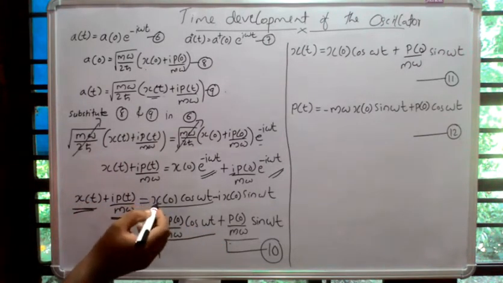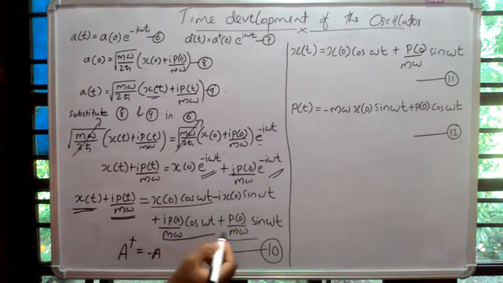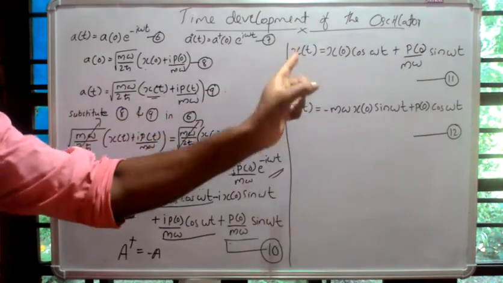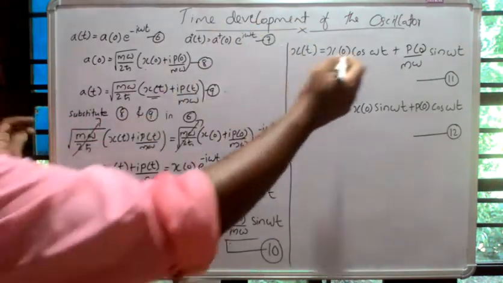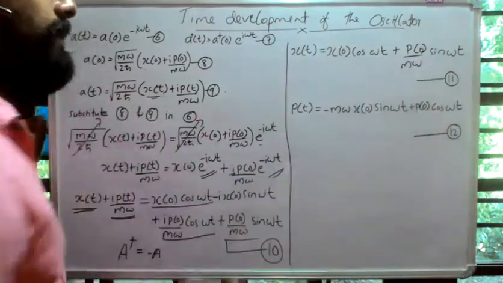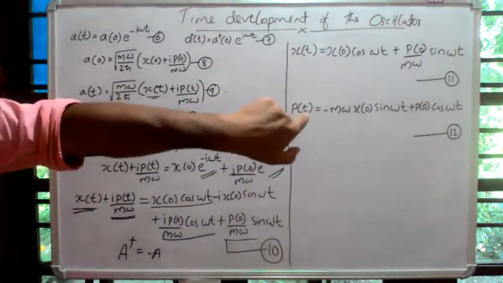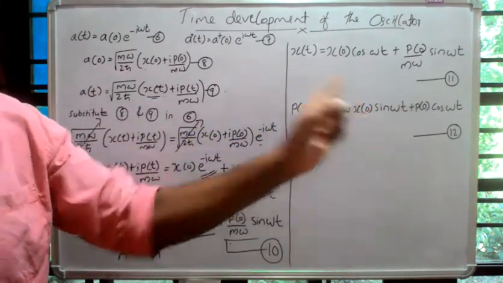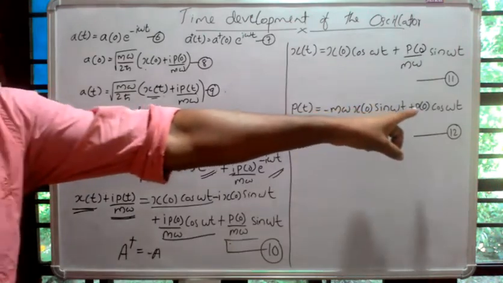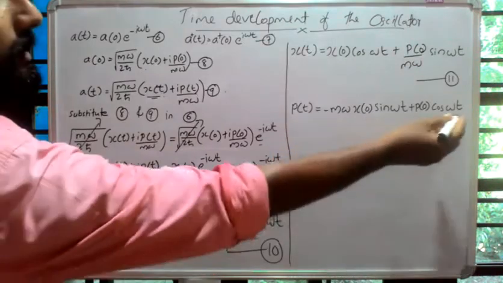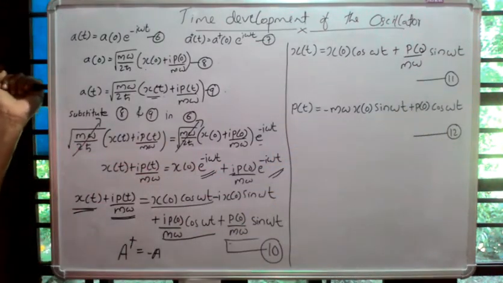x of t equal to x of 0 cos omega t plus p of 0 over m omega sin omega t. Those are Hermitian parts. So we can compare the Hermitian parts, and we will get x of t equal to x of 0 cos omega t plus p of 0 over m omega sin omega t, and let me put it as equation 11. And when we are comparing the anti-Hermitian parts of both sides of this equation, we will get equation 12, p of t equal to minus m omega x of 0 sin omega t plus p of 0 cos omega t. You need just some manipulation to reach this equation. You can effortlessly reach this step.